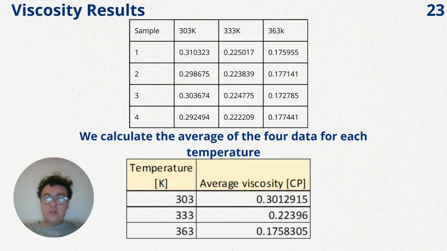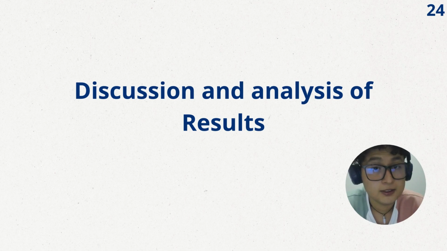For the viscosity results, we had four different samples taken at three different temperatures, and we calculated the average of the four samples to have an average viscosity. So as we can see, the lower the temperature, the higher the viscosity. From now on, we are going to begin to explain what we can extract from the information in the graphs.